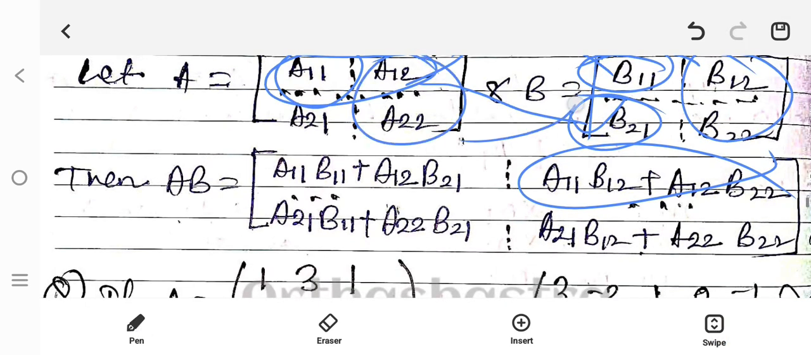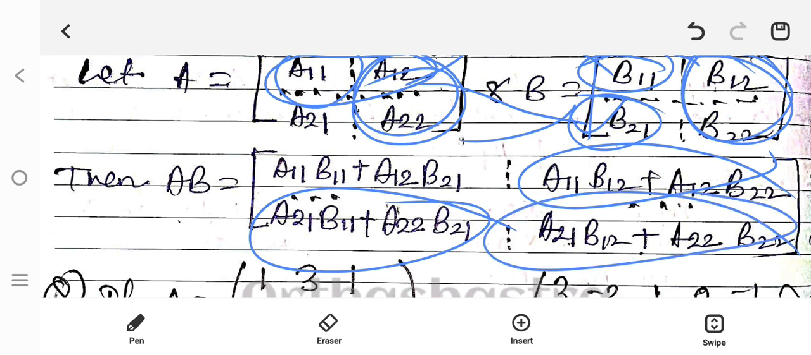And second row with the first column: A21 with B11 plus A22 with B21 here. And at last, second row with second column: we have A21 B12 plus A22 B22 here.